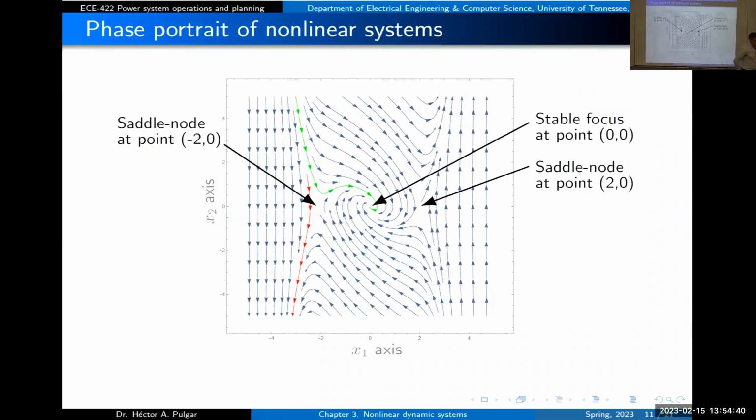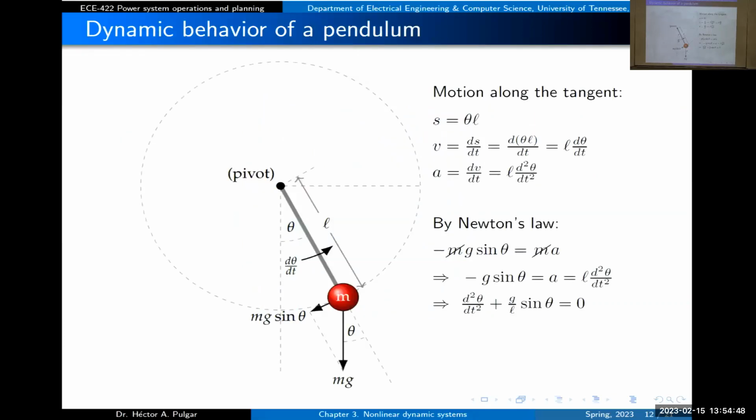and that will add some to the complexity of the model. But we will get there. And as I said before, we're going to review the pendulum. Why? Because in the most simple way, we can see some resemblance of this pendulum with the synchronous generator. So we will see how this works.